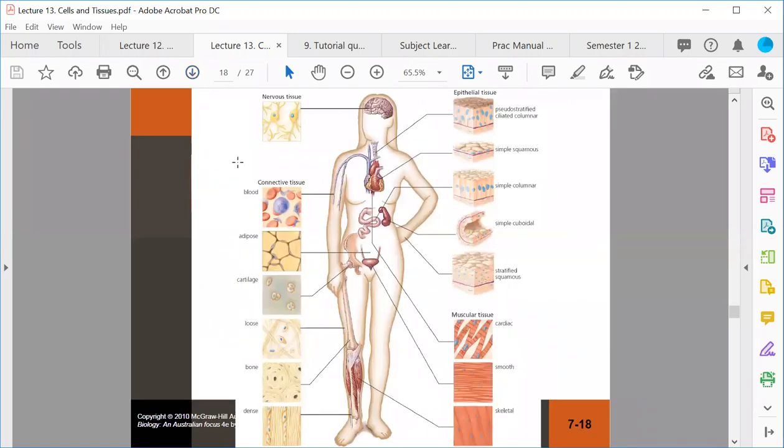All right, so that's it for our animal tissues, and we have some examples here of where those different tissue types may be found within the body of an animal.